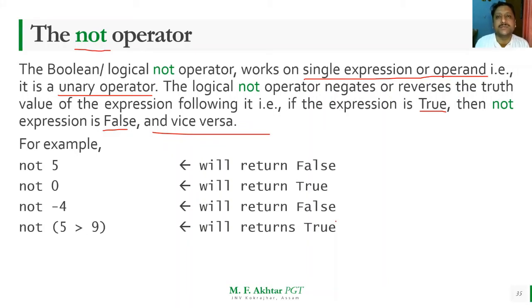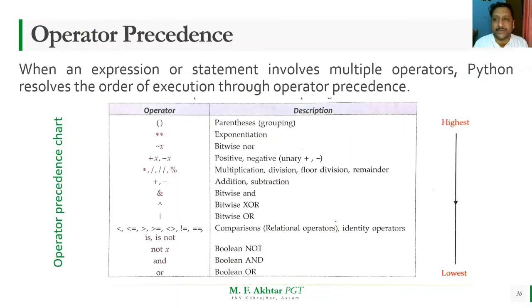So understood, the NOT operator is a unary operator which works with only one operand, and it will return the reverse of that value. Now next, see precedence of operators. We have learned many operators: arithmetic, relational, logical, and augmented operators. Now if an expression has a mix of different types of operators, how will it be evaluated?